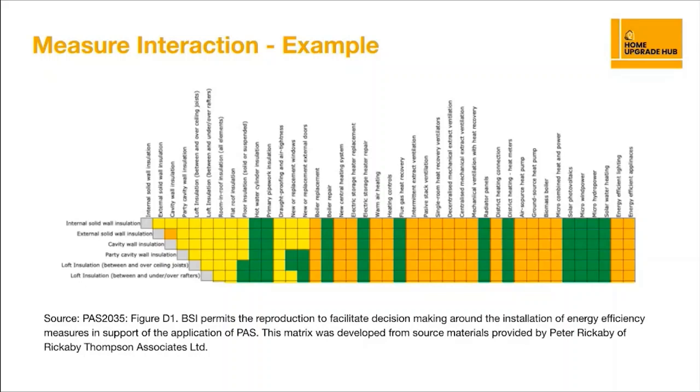If it's green, we've got an indication that those measures are independent, they don't interact. If it's yellow, then they interact or may connect, and they might require construction details. If it's orange, then they interact, and they're definitely going to require some complementary specification. If it's red, which this snapshot doesn't show, then it means that those measures aren't appropriate together and they shouldn't be combined. So this is what your retrofit coordinator will be looking at using when they're developing that plan.